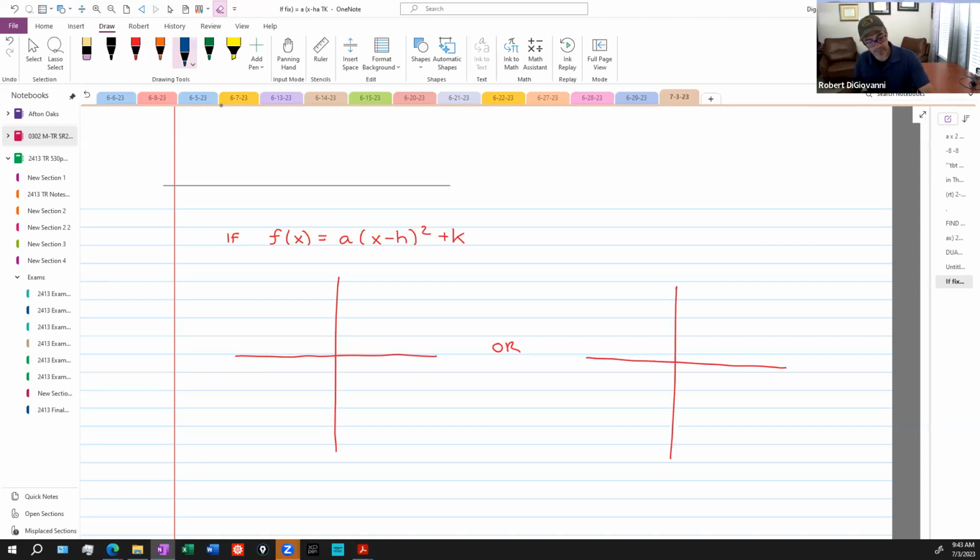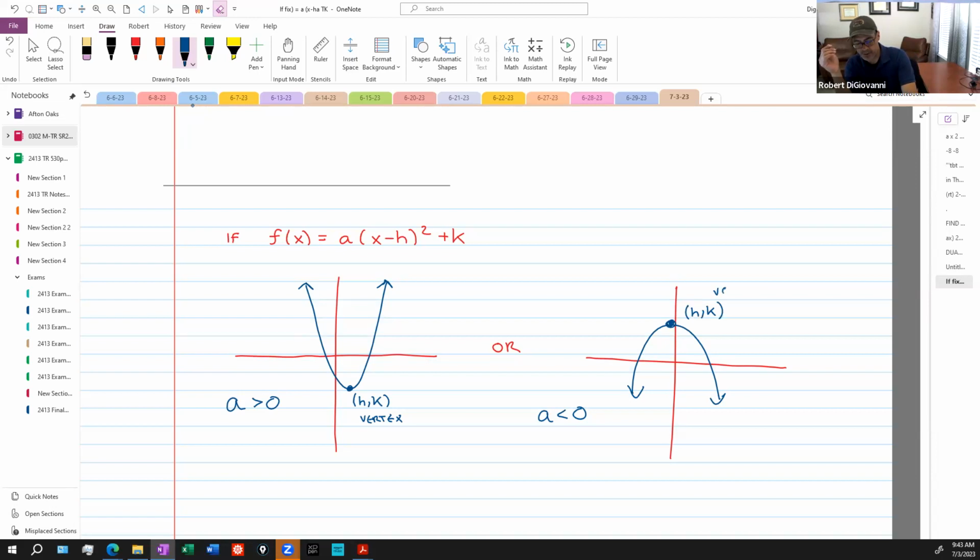Either we're going to have a parabola that opens up like this, where this point is the point (h, k), that's our vertex. Here, a would have to be a positive number, and I know that because this opens up. Or a can be a negative number, and then our parabola would open down like this, and we'd have a vertex somewhere up here. It doesn't have to be on the y-axis, but that would also be our (h, k). That's our vertex.